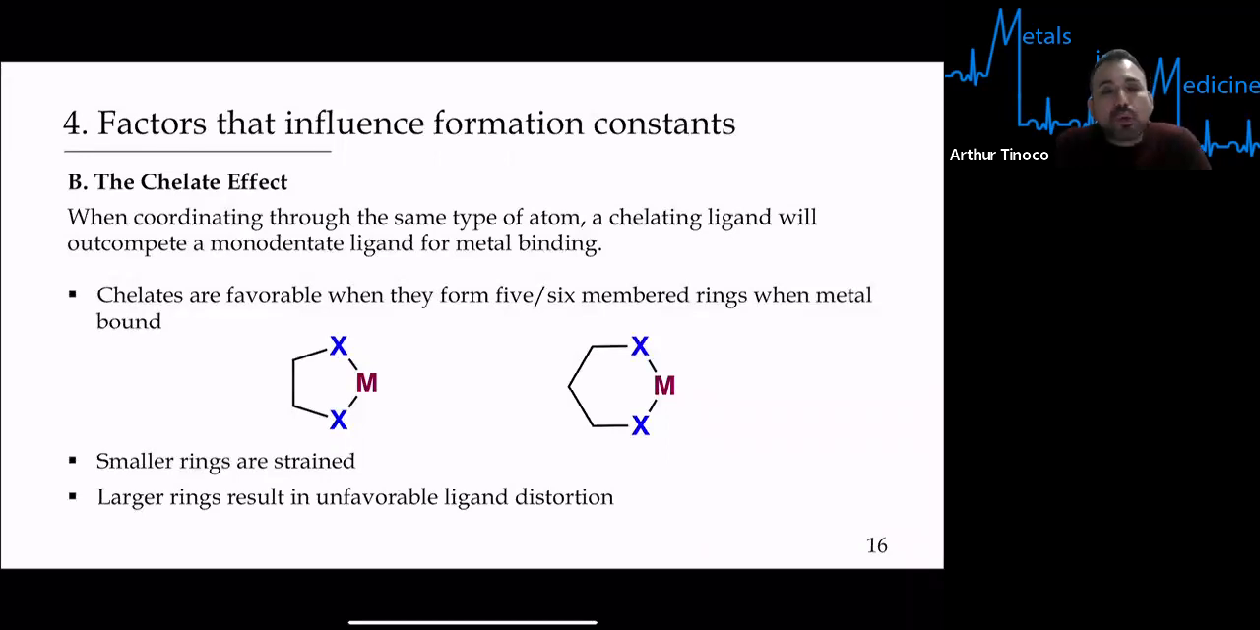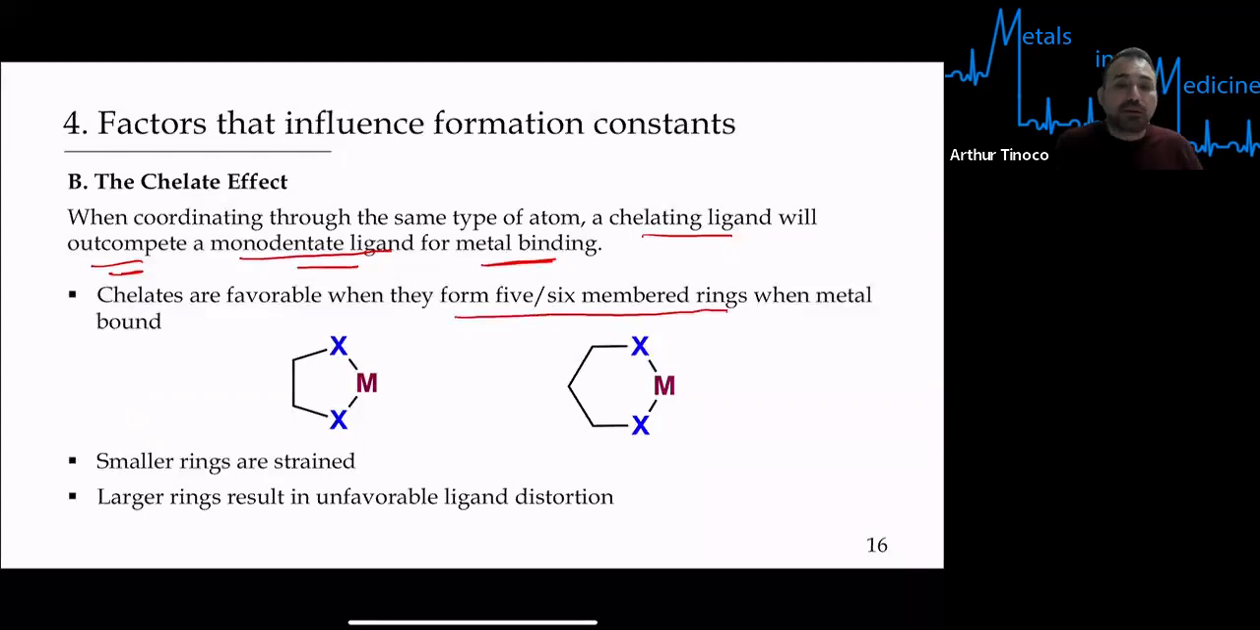It says, when coordinating through the same type of atom, a chelating ligand will outcompete a monodentate ligand for metal binding. What that means is that a chelator version of a binding modality versus a monodentate version, the chelator will typically outcompete the monodentate version of that ligand. But there are a few factors that dictate this. So this chelate effect is favorable whenever you're forming a 5 or 6 member ring.